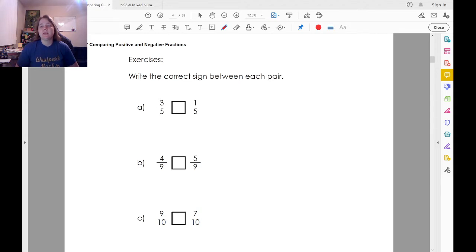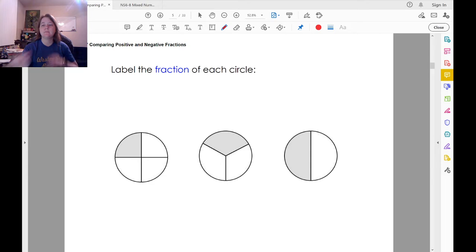Go ahead and write the correct sign between each pair. Pause the video, we'll talk about it when you come back. Welcome back. Let's write the correct sign between each pair. I'd rather have 3/5 than 1/5. I'd rather have 5/9 than 4/9, and I'd rather have 9/10 than 7/10.